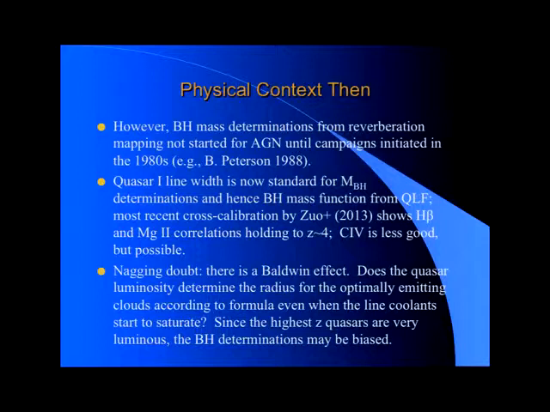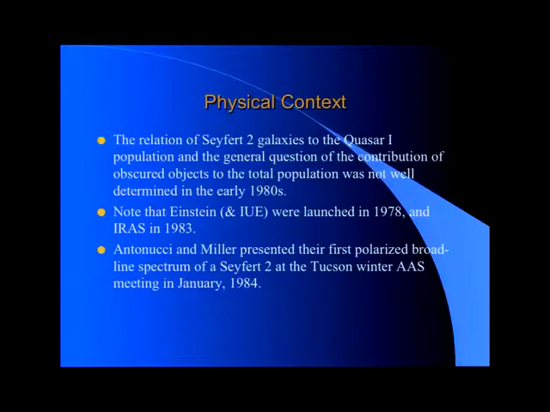There is a Baldwin effect. And so what happens when those line coolants saturate? Do you still have the same geometric distribution of emitting clouds? Or is there a bending over in some other physical property? So it's an interesting question as to whether you can tie in the high redshift, really luminous quasars that people are now observing. I won't push that too hard.